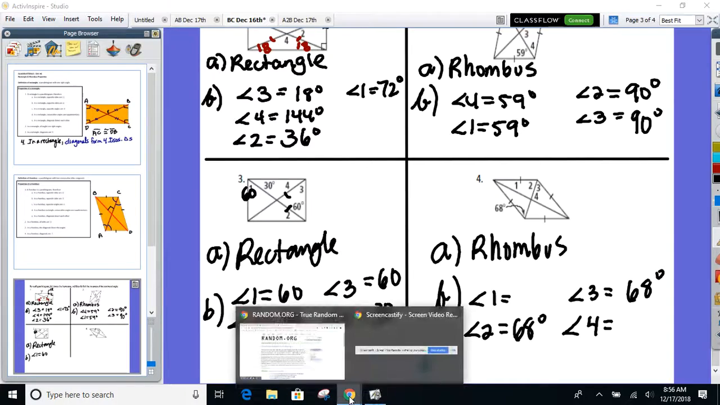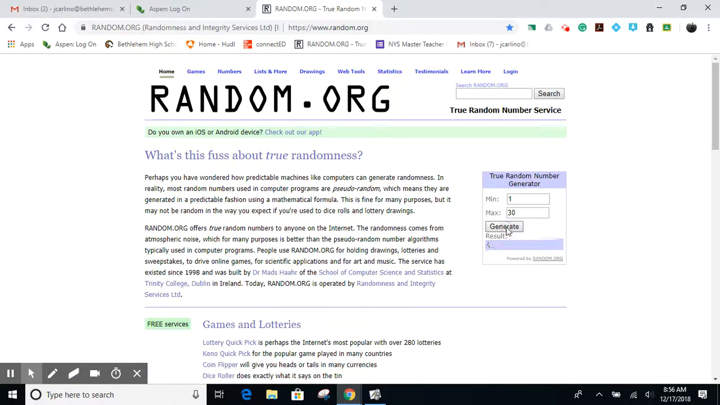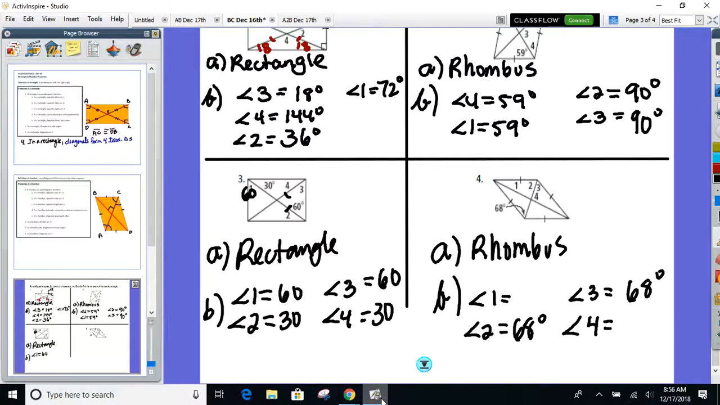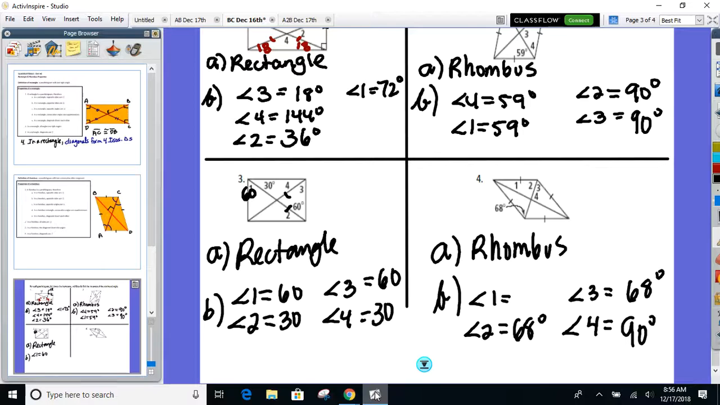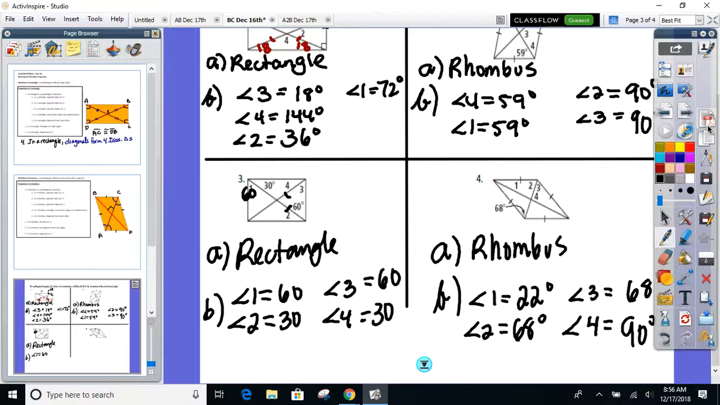All right, I got 1 and 4 left for somebody. 4 is 90. Easy one, right? Diagonals perpendicular. And then how about 1 that's hanging out all by itself over there? What do you got for me? 22 degrees. Any issues on those? Want to see how they were found? We're all right? Because I'm getting off the angles now and going to sides. All right, 2 more.